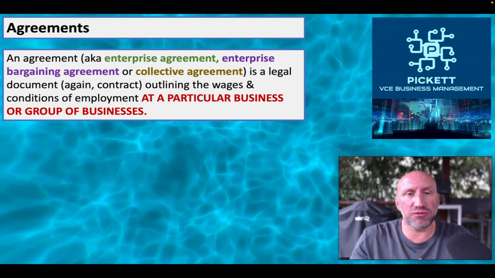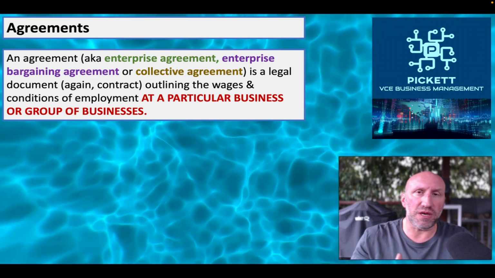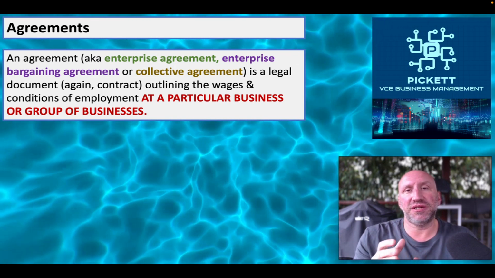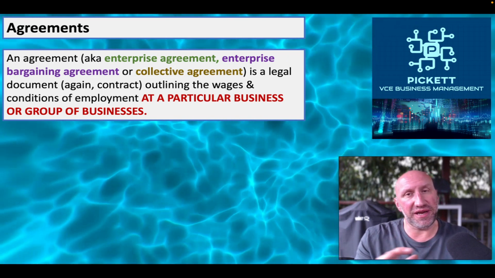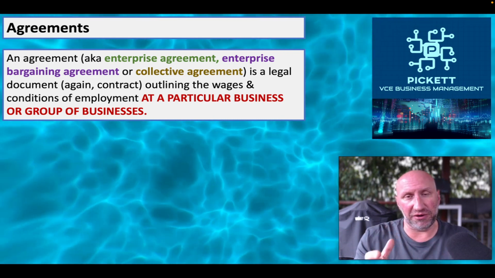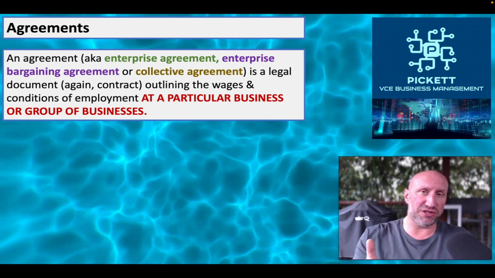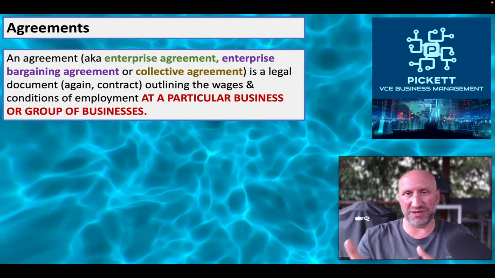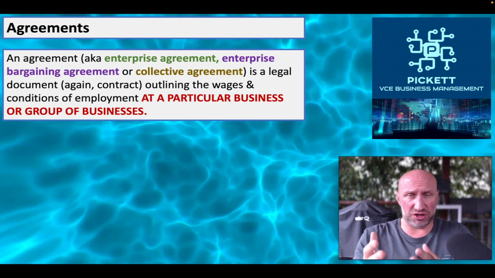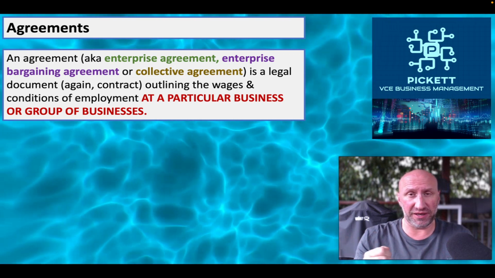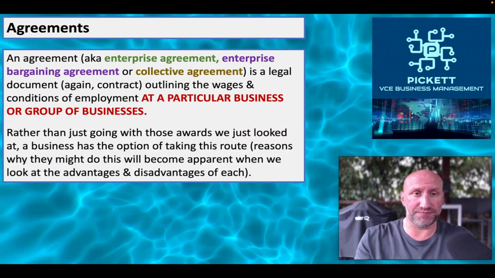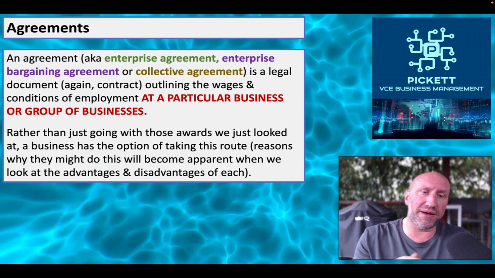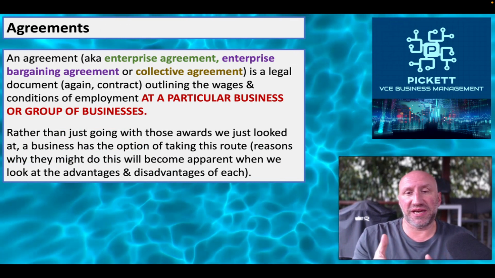So again, it's a legal document, a contract, just like the award. But instead of outlining the wages and conditions of employment for an entire industry, it outlines the wages and conditions for employment at a particular business or a group of businesses, whichever business or group of businesses this agreement applies to. Okay, so we're kind of narrowing down here. So rather than going with just those awards that we looked at, business has the option of taking this route.